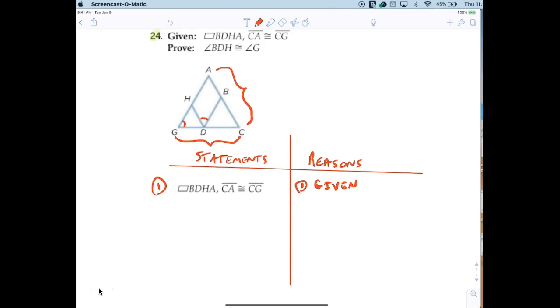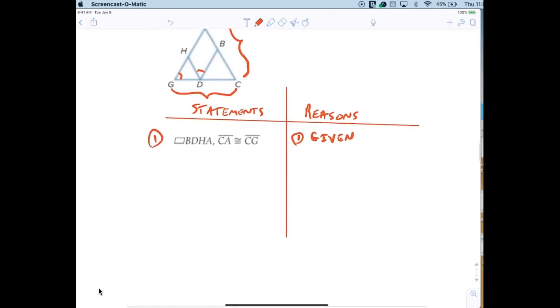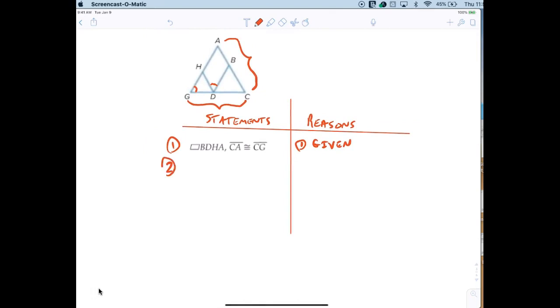Somebody wanna step in? Tell me, what do you think? Go ahead, Mr. Osborne. Very, very good. All right, so let's start with that. We know that angle G is congruent to angle A, and we would just say opposite angles of isosceles triangle are congruent. All right, did everybody see that?